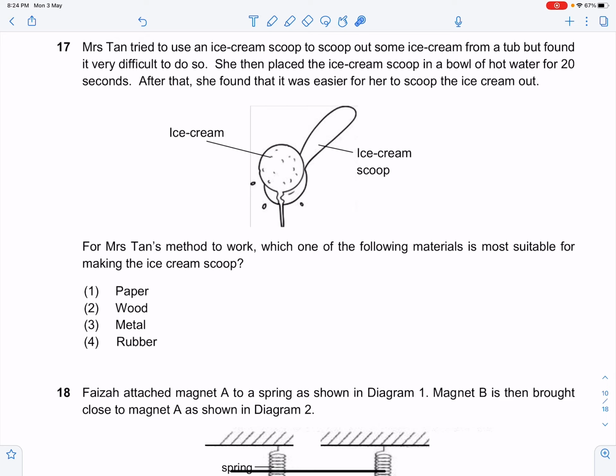Why? Because it is the best conductor of heat out of all the materials here. So which means that when the metal scoop is in the hot water, it actually gains heat very quickly. It will be heated up, and then after that, when she used the same metal scoop to scoop her ice cream, heat will also be able to be transferred to your ice cream very quickly, softening it.